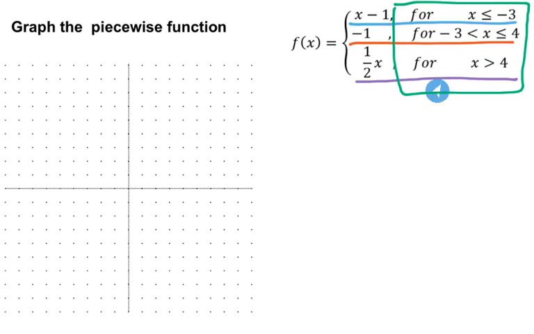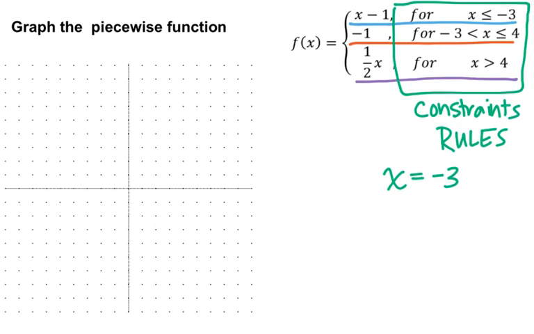So these pieces that I've circled here in green, x being less than or equal to -3, x between -3 and 4, or x greater than 4, these are the constraints. Remember, the constraints are the rules. They tell us where we can plug our x values in, right? Where the function is defined. These represent intervals, and they create two boundaries. We're going to have a boundary at x equals -3, as well as a boundary at x equals 4.